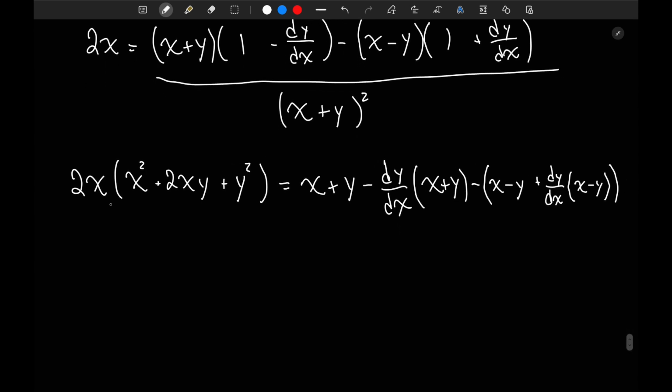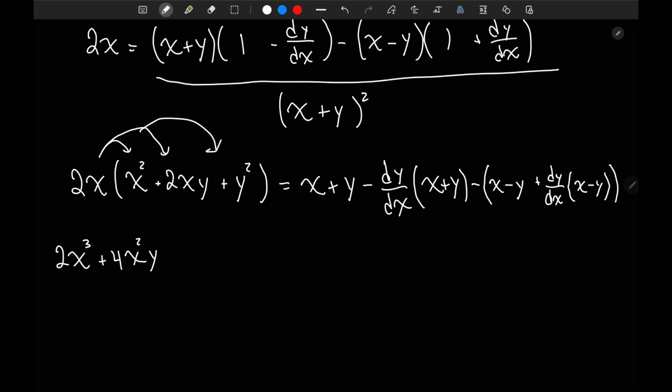And now we'll go through on this side and FOIL this out here. So 2x by x squared will give us 2x cubed. 2x by 2xy will give us 4x squared y.